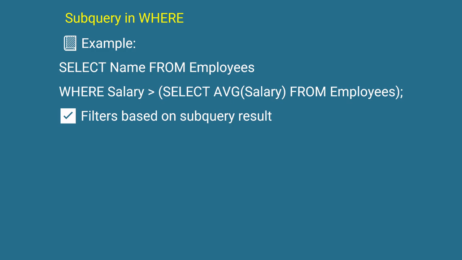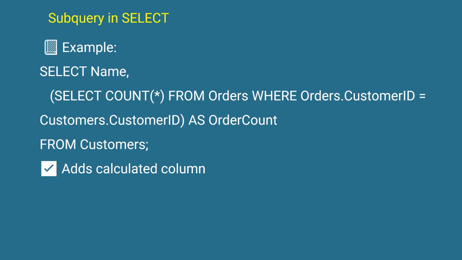Here is a subquery in where. It finds employees whose salary is greater than the average salary. A subquery in select adds a calculated column. Here it counts orders per customer. A subquery in from acts like a virtual table. Here we calculate average salary per department and then query it.